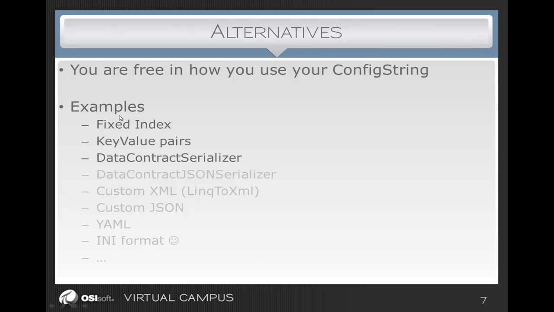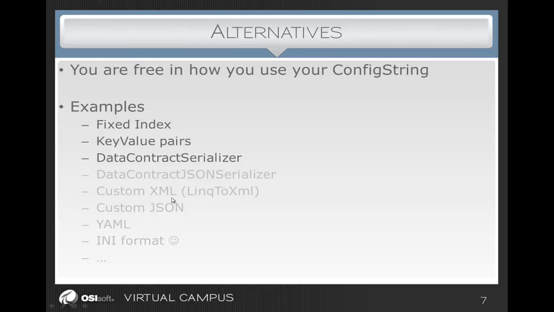These are some examples of how you can use the fixed index, the key value pairs, and the data contract serializer. But there are a lot of other options, and you're really free to choose whatever suits your needs the best. For instance, another option could be the data contract JSON serializer, which is used basically the same way, only it serializes to JSON, which is JavaScript Object Notation, which tends to be a lot smaller in size. It's different than XML, but you tend to have far less overhead, and this will create more compact config strings. So that could be a good option for you.